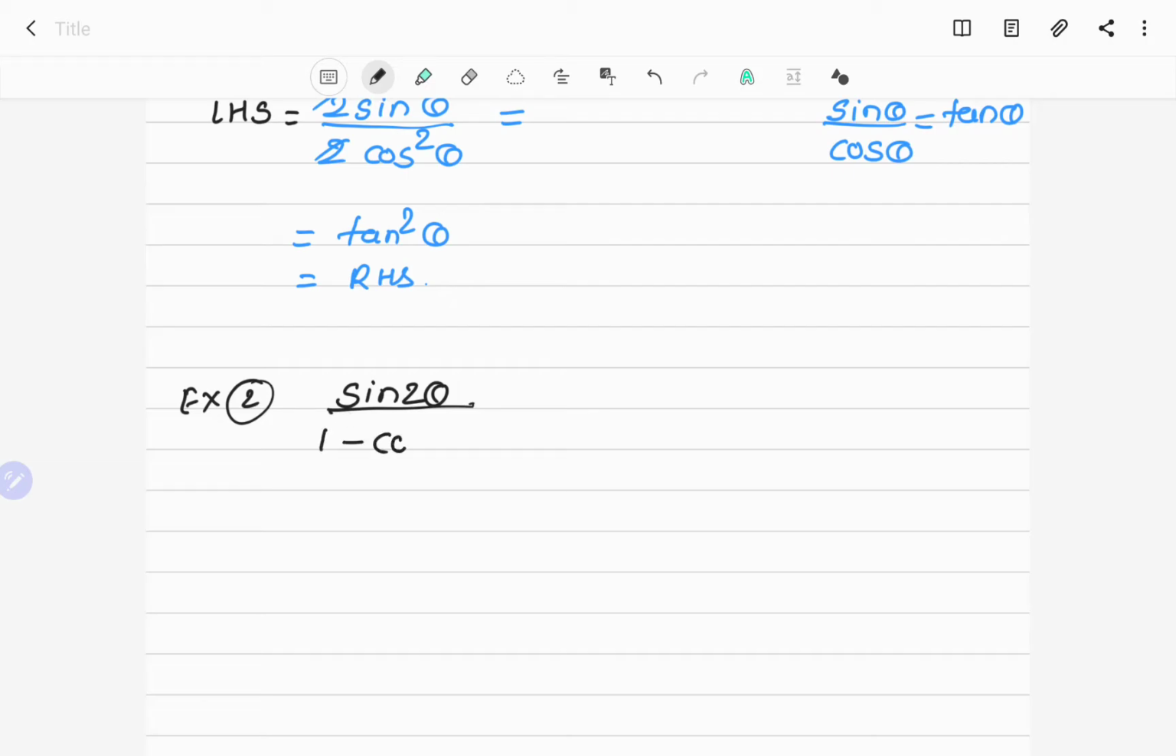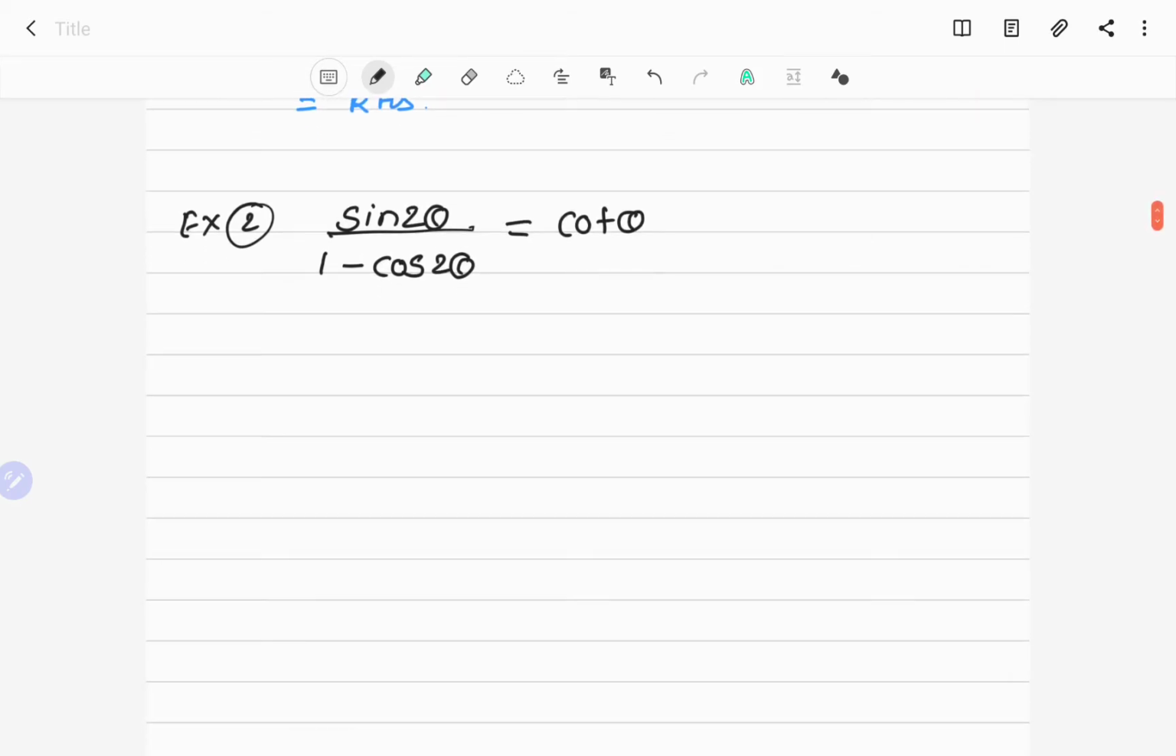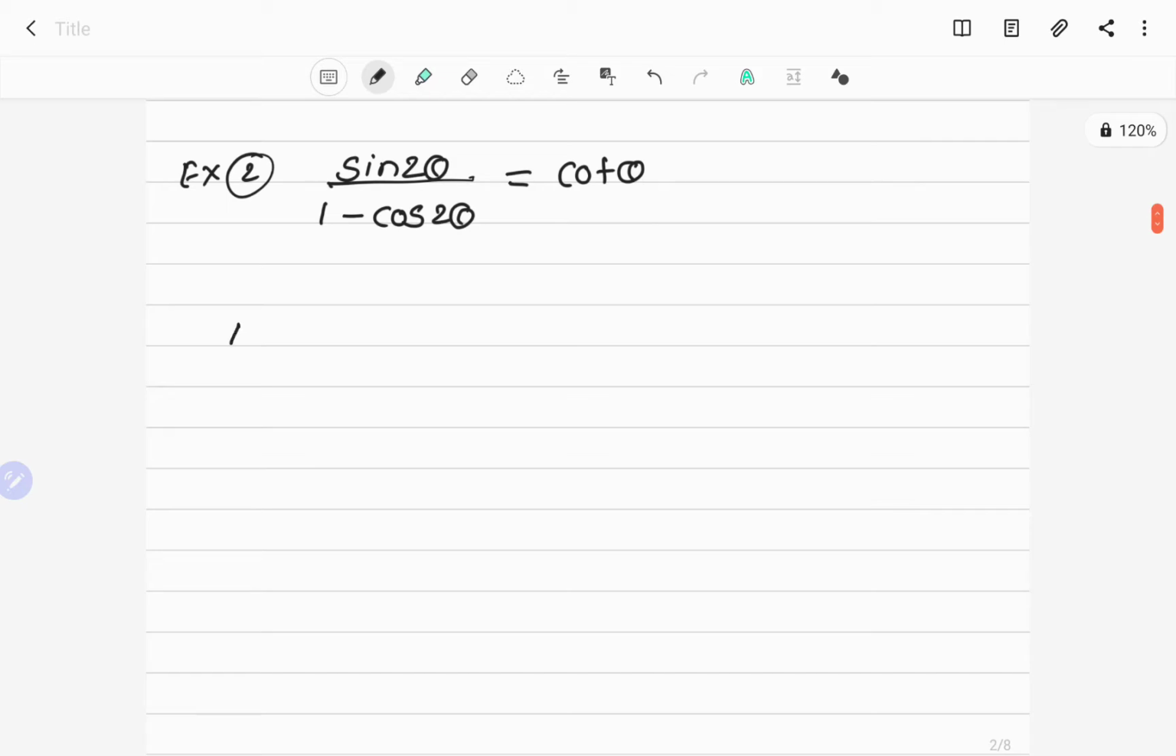This is the thing that we have to prove. So how to prove this? Let's start with the left hand side again, and you will observe once again these two double angle formulas.